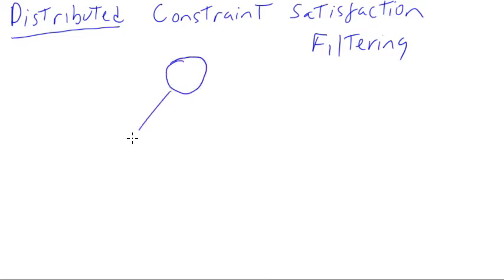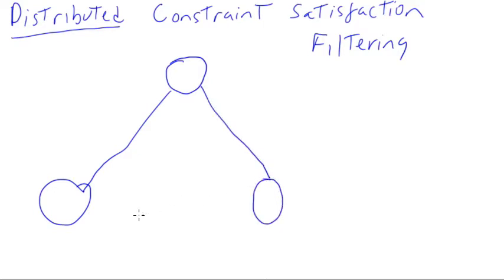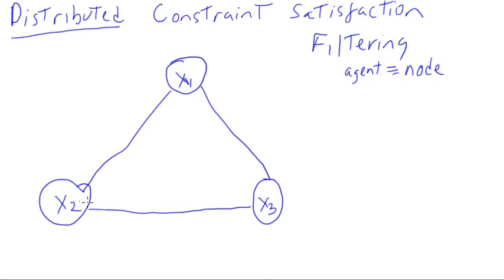So I'm going to use a very simple example of a graph coloring problem with these three nodes, and we'll call them x1, x2, x3. In this distributed solution in the filtering algorithm, each agent is a node, and they'll all operate independently, in parallel, if you will. So x1 is an agent, and x1 also owns variable x1, so it can change its color. The same for these two.